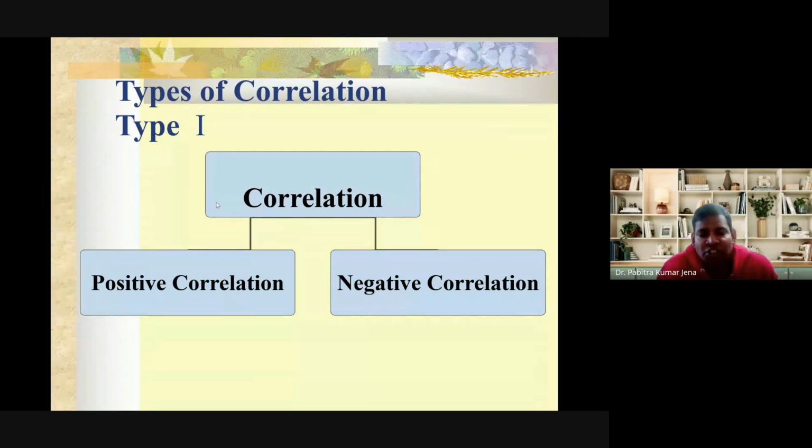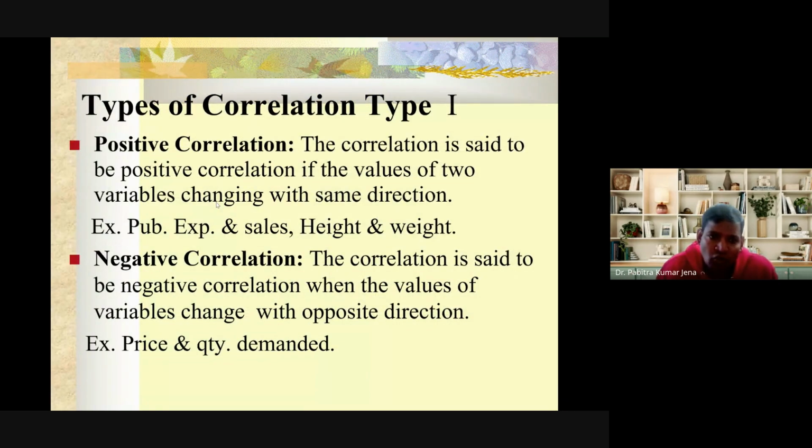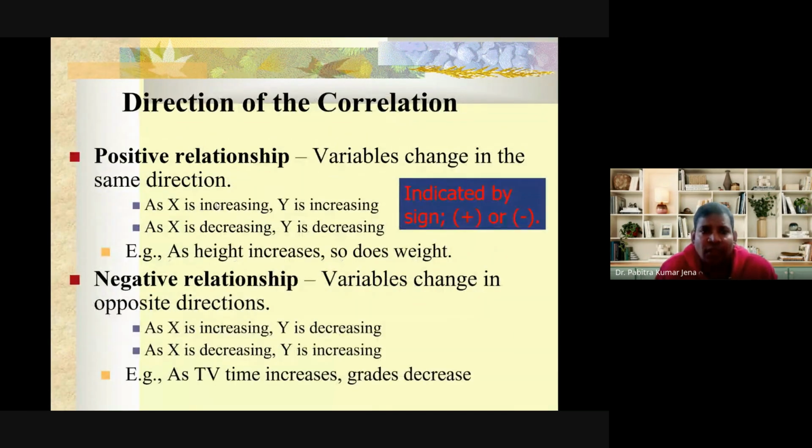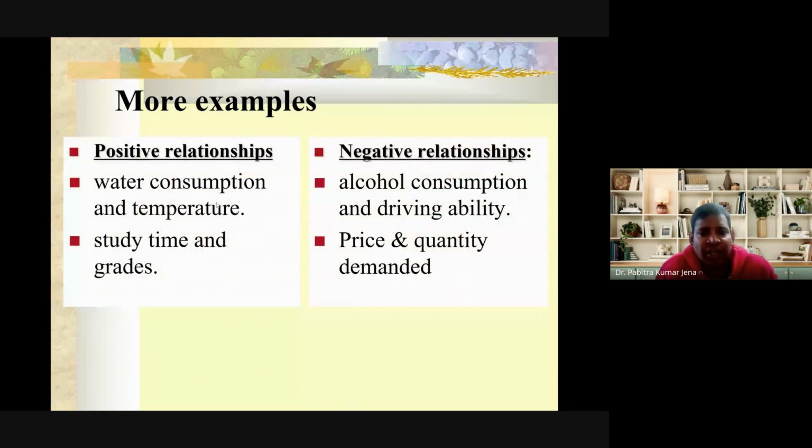There is a positive correlation, and also a negative correlation. If they move in the same direction, it is positive. If they move in different directions, we call it negative correlation. Then you will get an R value that is positive or negative. It only depends upon the sign: if it's positive, positive correlation; if it's negative, negative correlation. For example, water consumption and temperature, study time and grades, there is a positive correlation. Alcohol consumption and driving ability, negative correlation. Price and quantity demanded, there is a negative correlation.